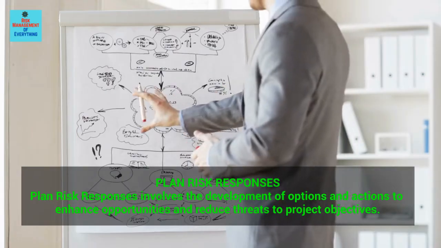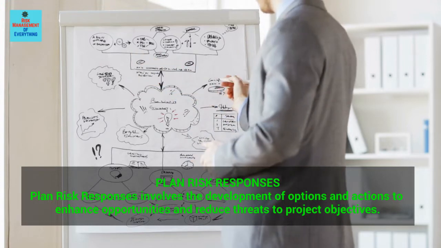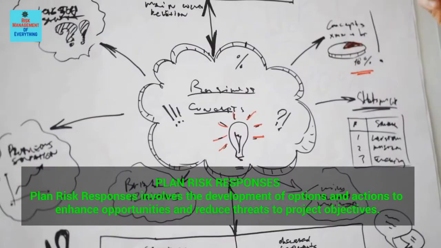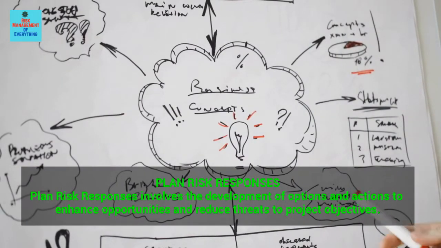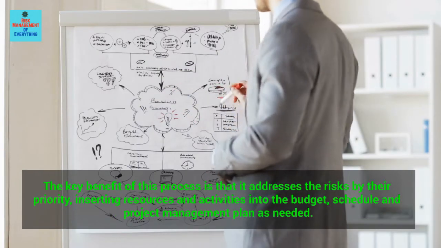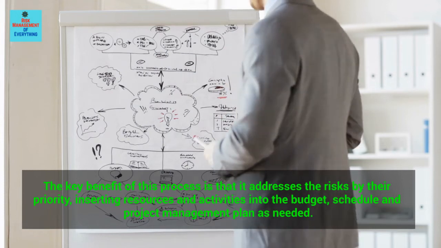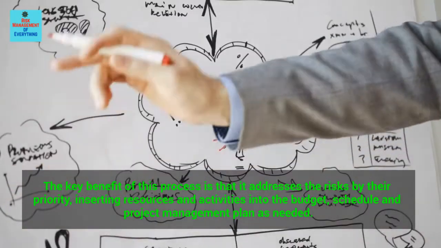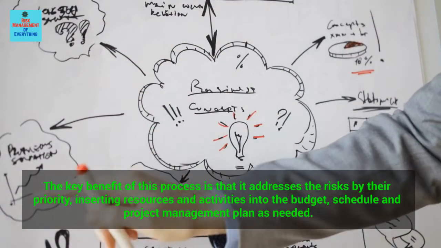Plan risk responses. Plan risk responses involves the development of options and actions to enhance opportunities and reduce threats to project objectives. The key benefit of this process is that it addresses the risks by their priority, inserting resources and activities into the budget, schedule and project management plan as needed.